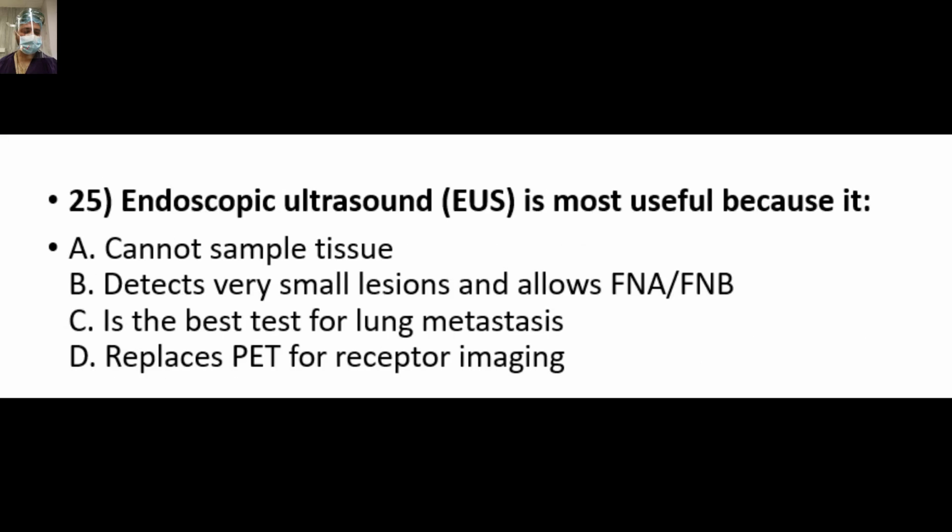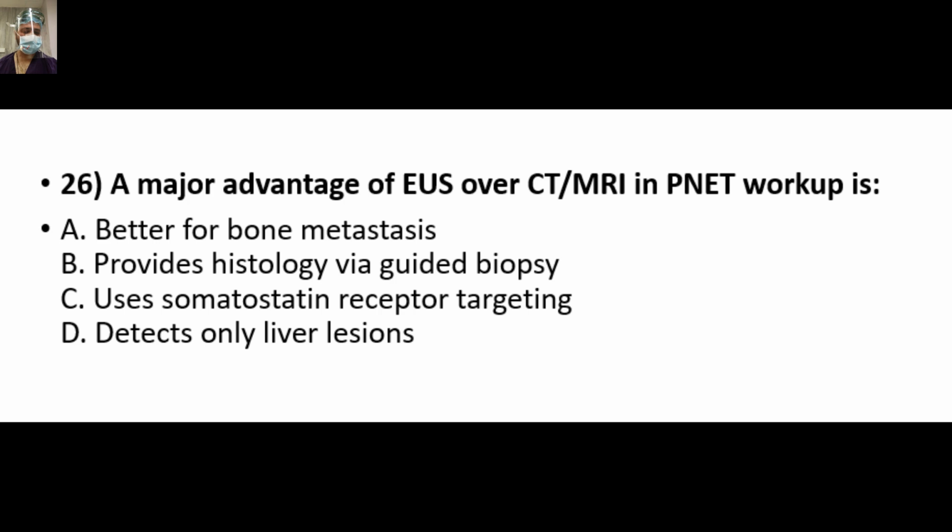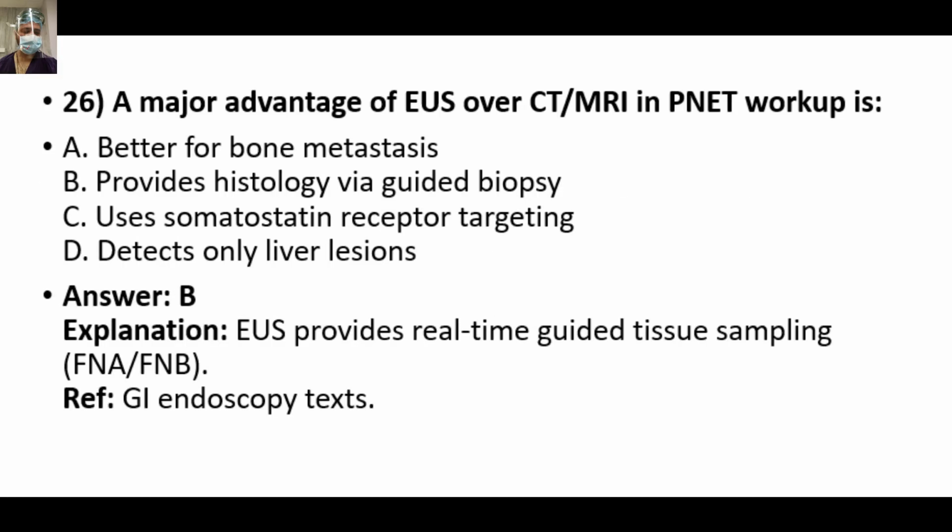Endoscopic ultrasound is most useful because it is, so B is the answer. It can detect very small lesions up to 2-3 mm and even tissue diagnosis is possible with EUS-FNB. Again, similar question. A major advantage of EUS over CT or MRI in PNET workup is, so answer is B. You can have a tissue diagnosis also along with the imaging.